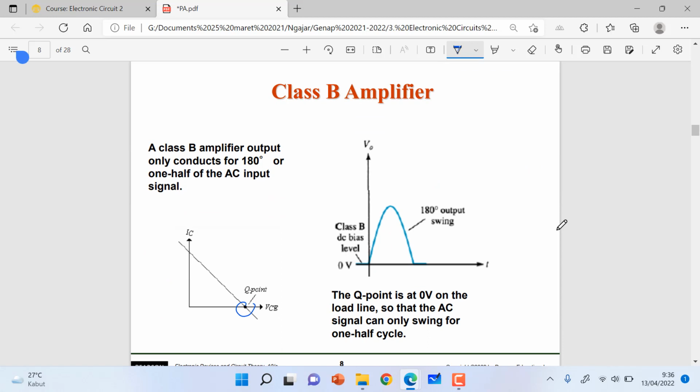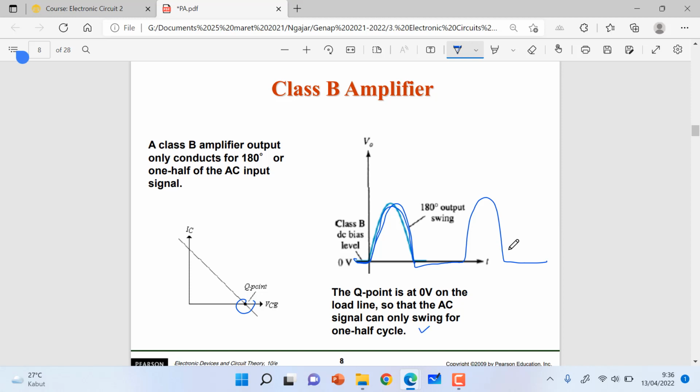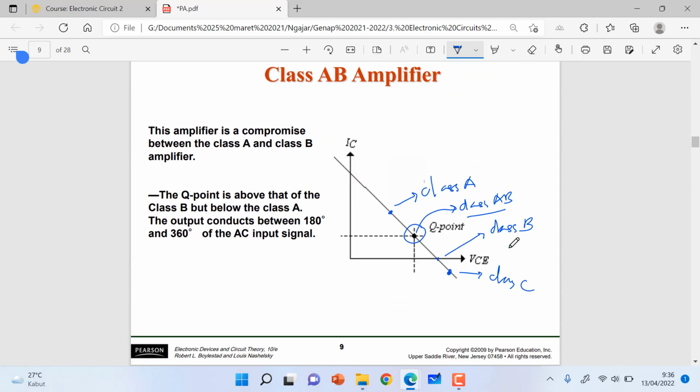The key point is located in the cutoff, so for class B the signal will conduct only for 180 degree output swing. Like this one, conduct and then off, conduct and then off. So this is the class B amplifier. Because the Q point is 0 volt, the AC signal only swings for half a cycle. And then class AB is in the middle between class A and class B.